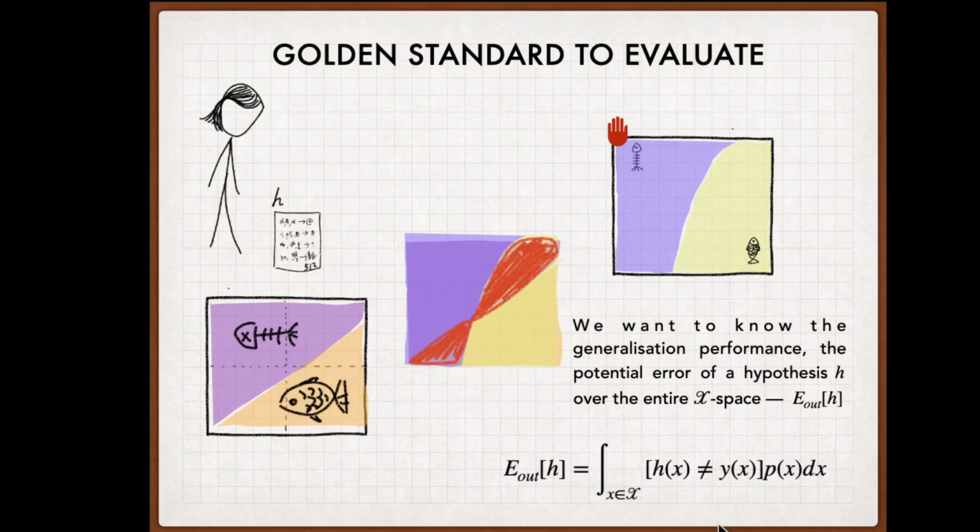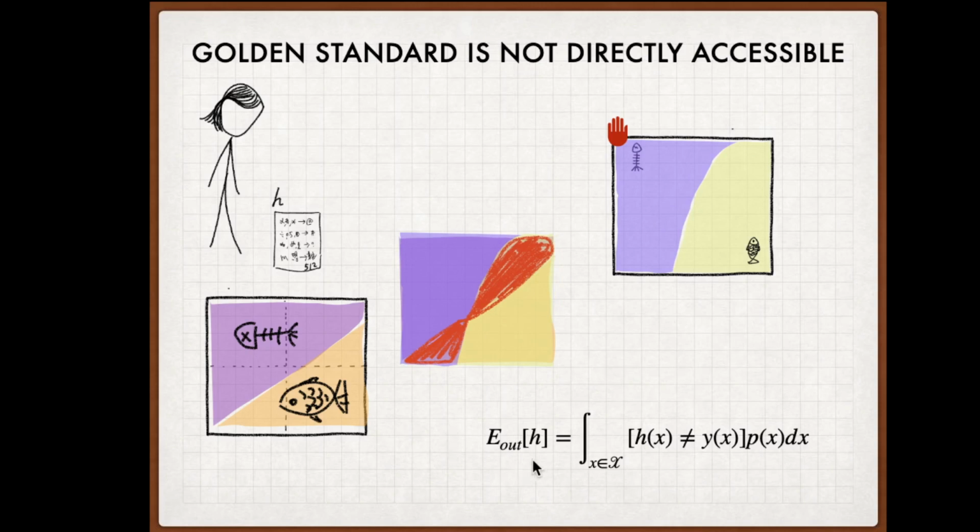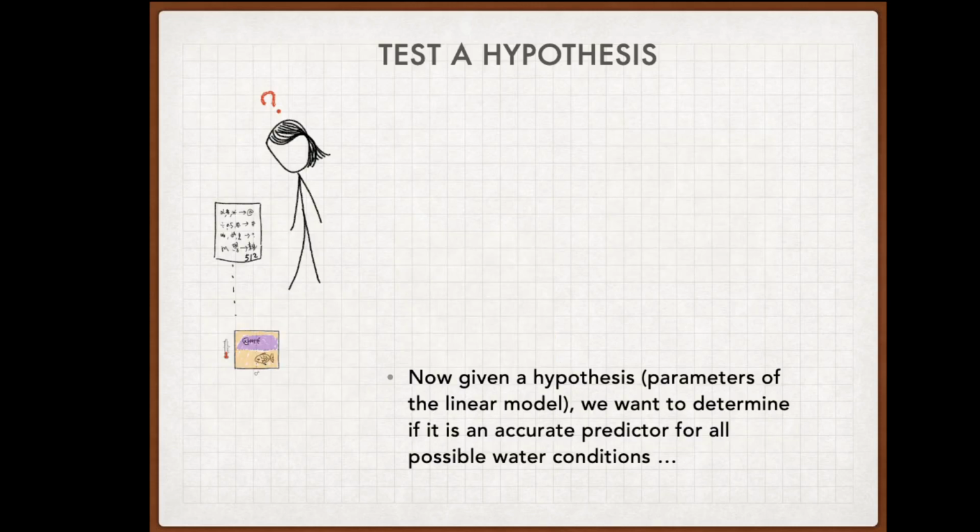But the problem is, this is the golden standard, which is the out-of-sample error, and it is not directly available to us. This is because we don't know the underlying ground truth function. Of course, if we knew, we wouldn't be engaging in learning in the first place. We cannot evaluate everywhere on the data space, and we don't know the distribution of the data space anyway. If we want to give some hypothesis, some parameters of the linear model, what can we do to evaluate the hypothesis?